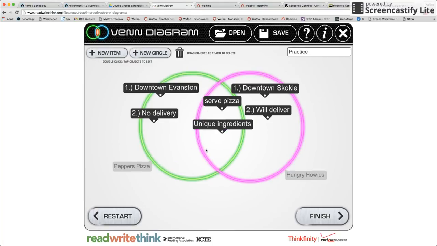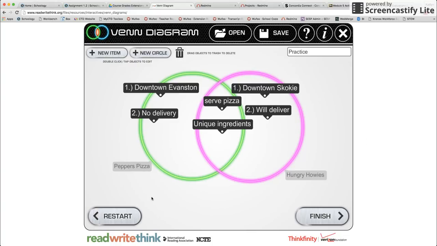If they didn't, let's say Pepper's Pizza had unique concoctions and Hungry Howie's only had basics, that could be a number 3, right? So you could put a 3 here, unique ingredients, 3 over here, standard ingredients. Okay, I hope that makes sense.